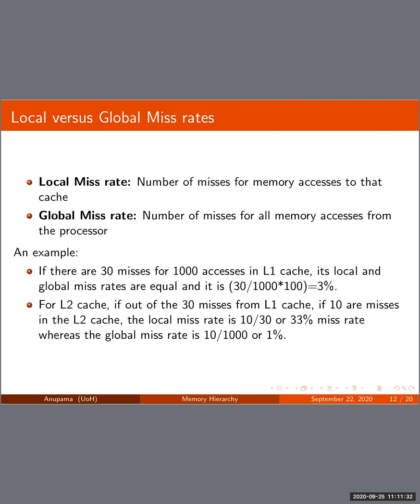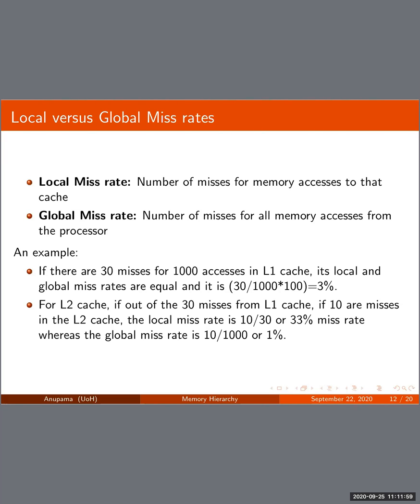So an example would be, if there are 30 misses per 1000 accesses in level 1 cache, so you always go to the level 1 cache, then if there is a miss, then you go to the level 2 cache. So if there are 1000 accesses from the processor, all 1000 of them will hit the L1 cache, okay? And whatever is a miss in the L1 cache will go to the L2 cache.